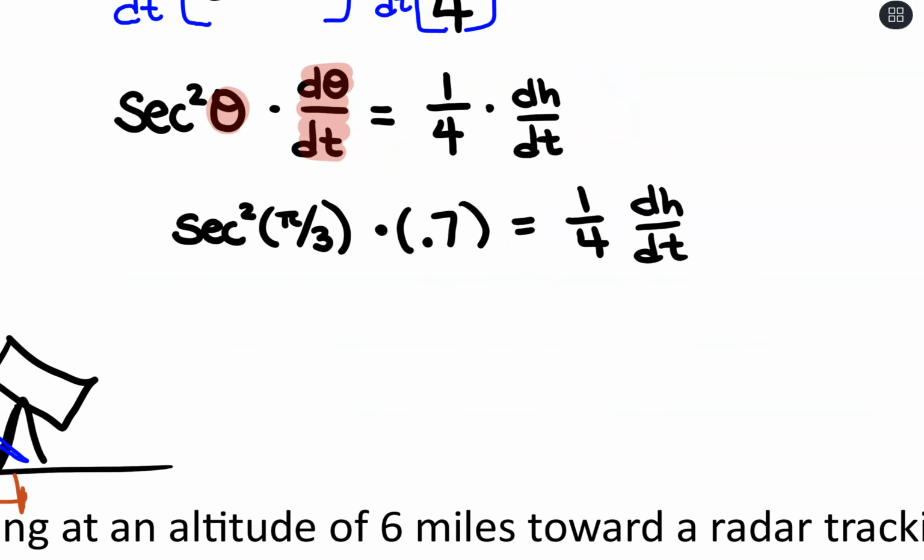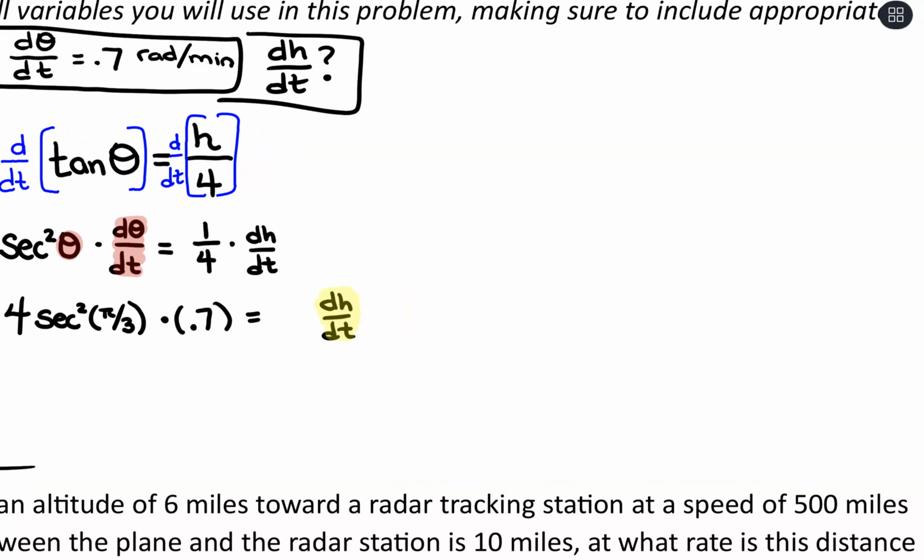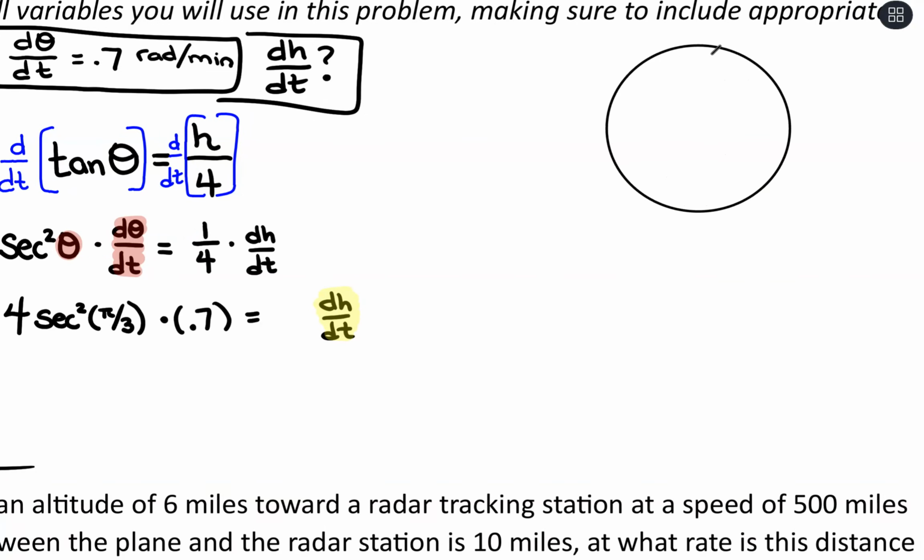And what we want to solve for is dH dt. So I'm going to move things around. In fact, I'm going to go ahead and multiply both sides by 4 to get that away. So we have 4 times secant squared of pi over 3 times 0.7. And we could go ahead and plug this into a calculator, but let's just, for some good trig review, find that exact value for secant squared of pi over 3, because that could be handy.